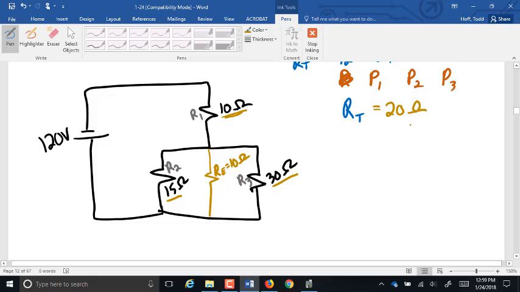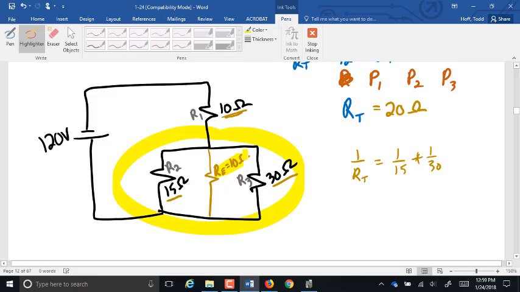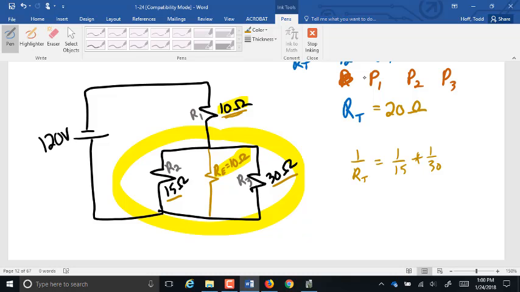Now I'm going to pause there. Any questions on that? So what we did: 1 over RT equals 1 over 15 plus 1 over 30, or you did 15 times 30 over 15 plus 30. You got that this section here has an equivalent resistance of 10 ohms. So you can take out those two resistors and replace them with a single 10 ohm resistor. Then that 10 ohms is in series with this 10 ohms, so 10 plus 10 gives us a 20 ohm total.